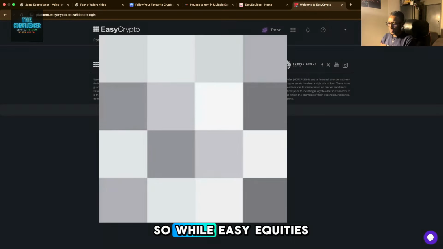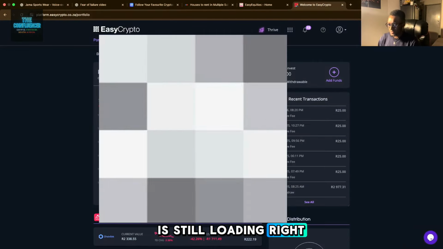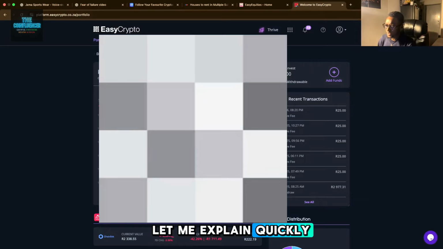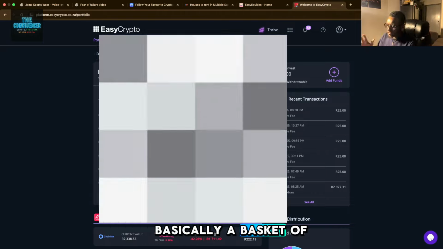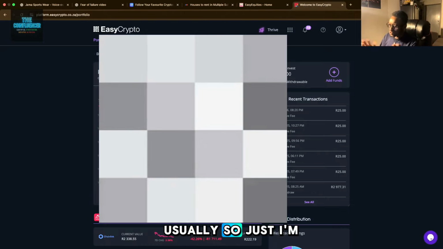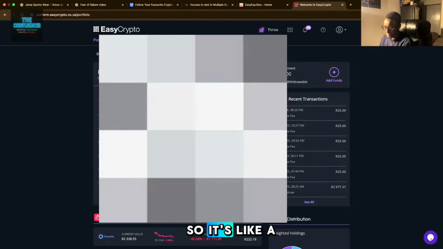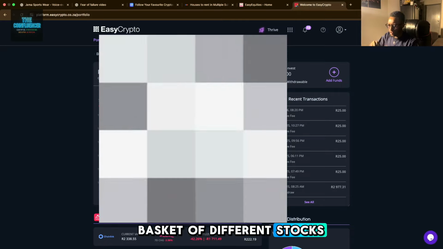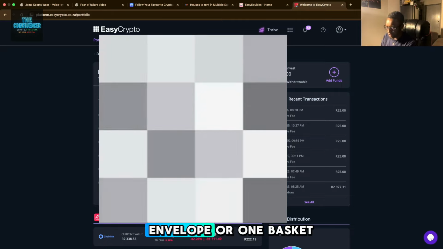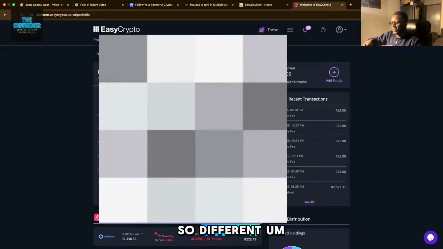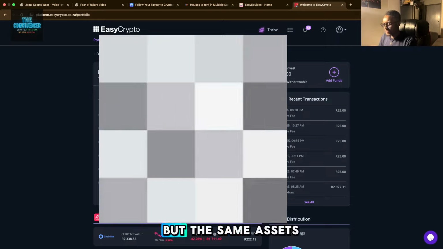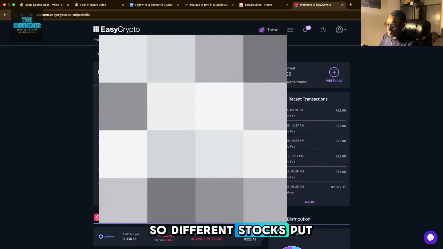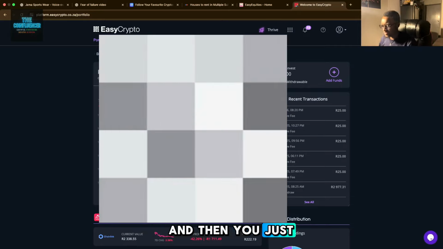While EasyEquities is still loading, let me explain quickly what an ETF is. An ETF is basically a basket of different stocks, usually. I'm speaking generally now: it's like a basket of different stocks put into one envelope or one basket. So different investment assets put into one basket, and then you just invest in that basket.